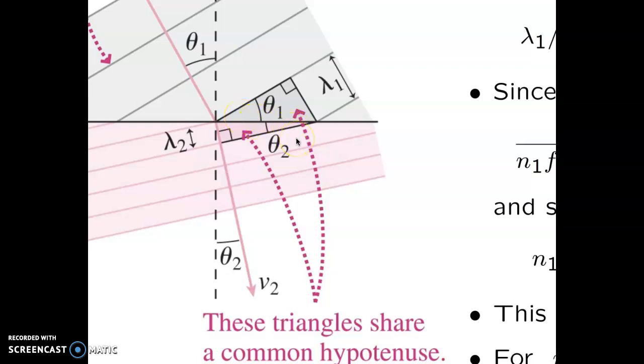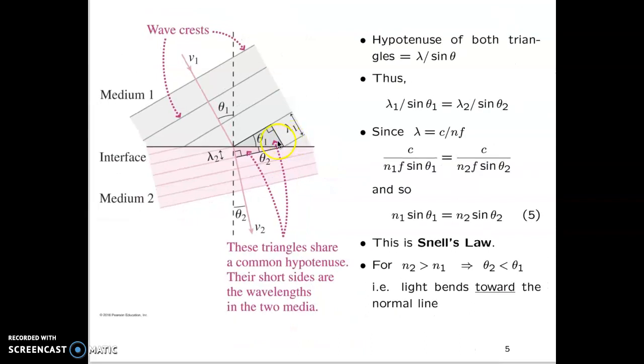The ratio of lambda to the hypotenuse is sine of theta 1. That means the hypotenuse, if you think about it, you can write it as the wavelength divided by sine of the angle of the triangle. Whether we're talking about the triangle for medium 1 or medium 2, it's the same thing. So lambda 1 over sine theta 1 is the hypotenuse. Lambda 2 over sine theta 2 is the same hypotenuse because it's the same line here.